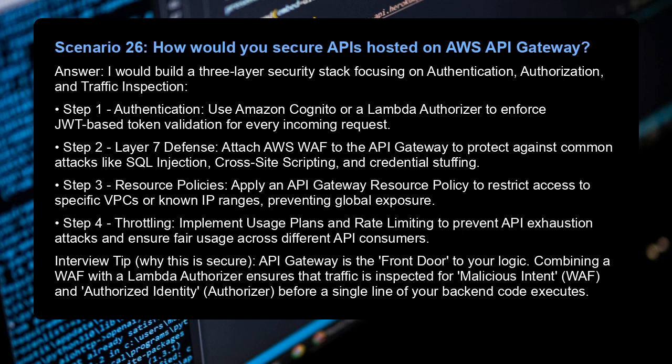Interview tip: why this is secure. API Gateway is the front door to your logic. Combining a WAF with a Lambda authorizer ensures that traffic is inspected for malicious intent (WAF) and an authorized identity (authorizer) before a single line of your backend code executes.